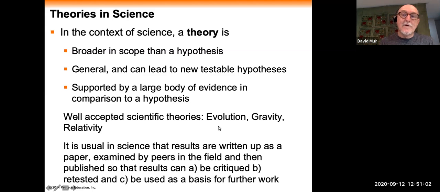There have been theories which have eventually died. For example, the theory of spontaneous generation of life. For a very long time, scientists believed that life arose continually. Cells were produced continuously from inanimate matter. It's not true, but it took a long time before that theory was squelched. For these, evolution, gravity, relativity, these are well accepted, well supported theories which have led to very vast numbers of hypotheses and experiments which have shown them to be true.